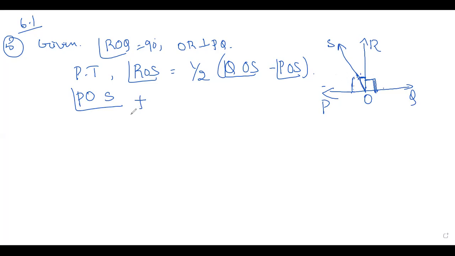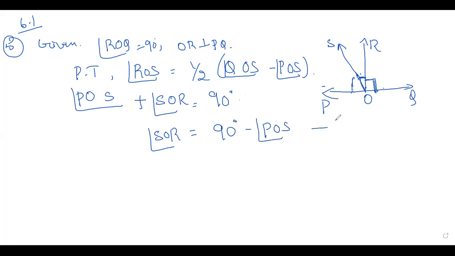So that's what I'm writing here. Angle POS plus angle SOR is equal to 90 degrees. Okay, children. So angle SOR is equal to, can you write it like this, 90 minus POS, right?